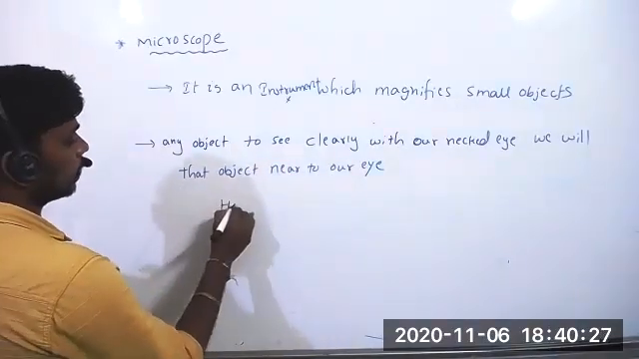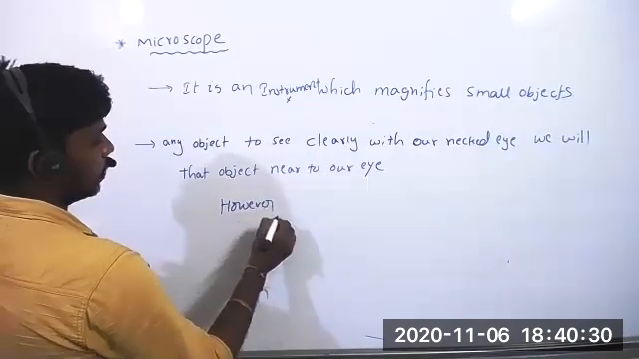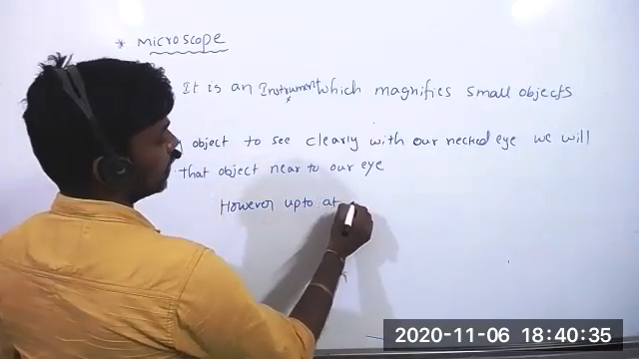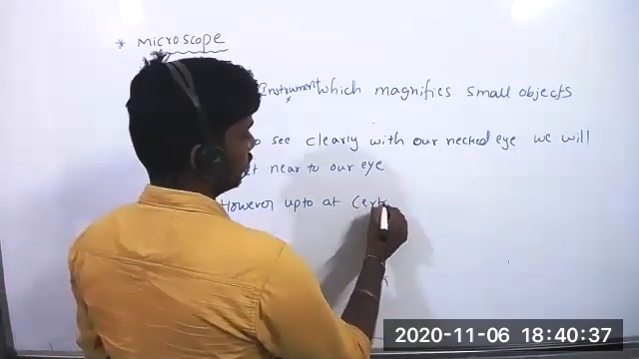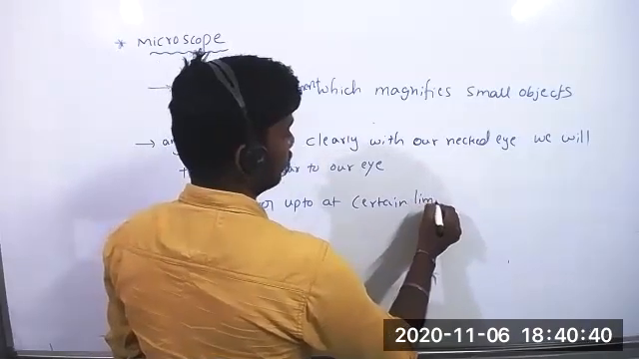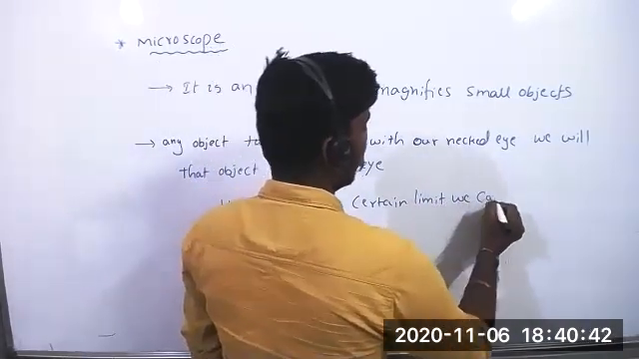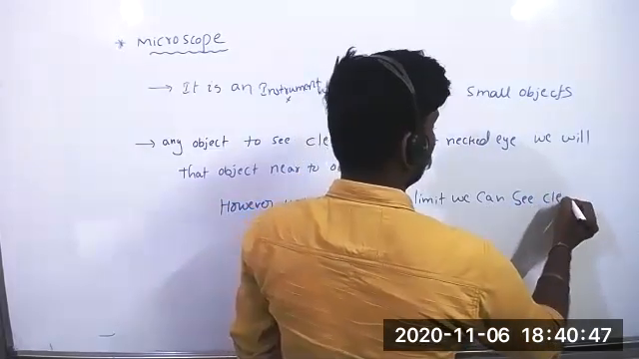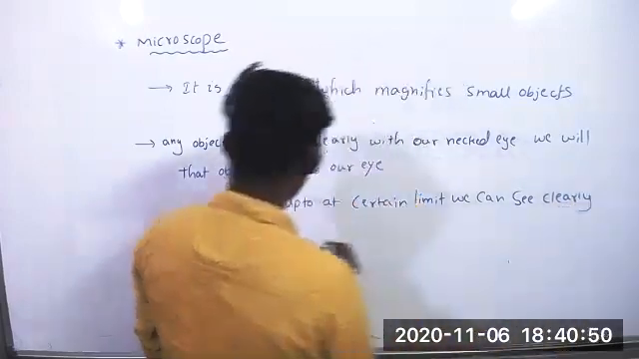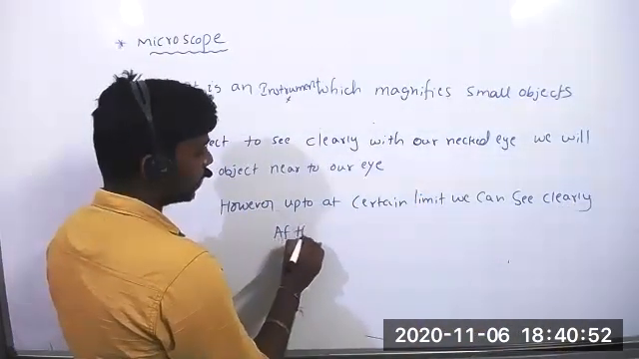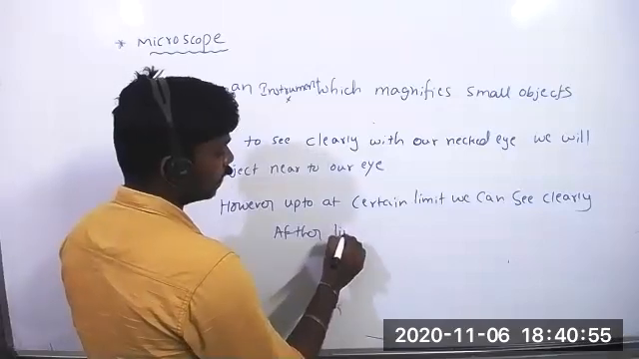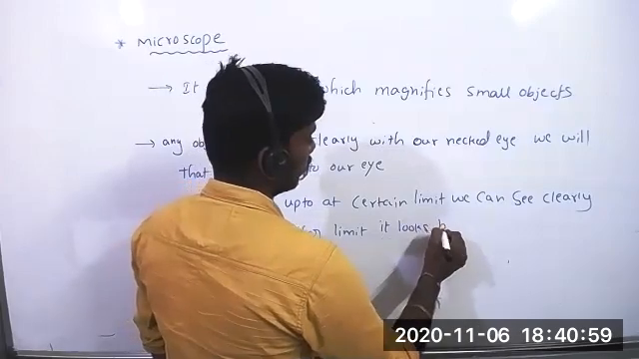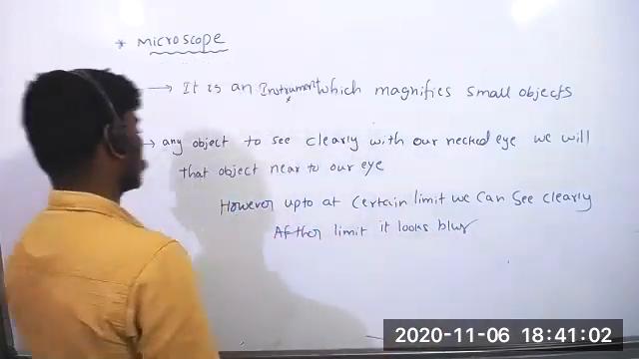However, up to a certain limit, we can see clearly. After that, after the limit, it looks blur.